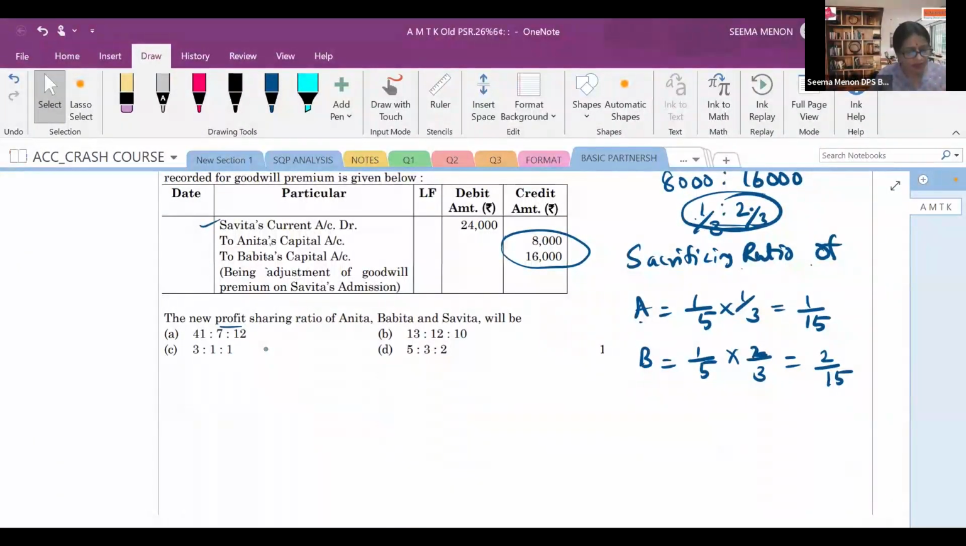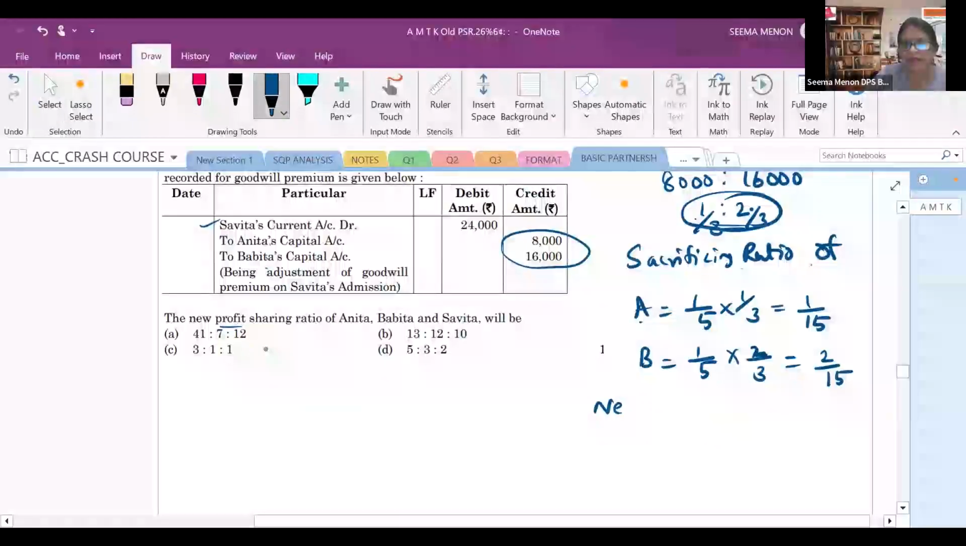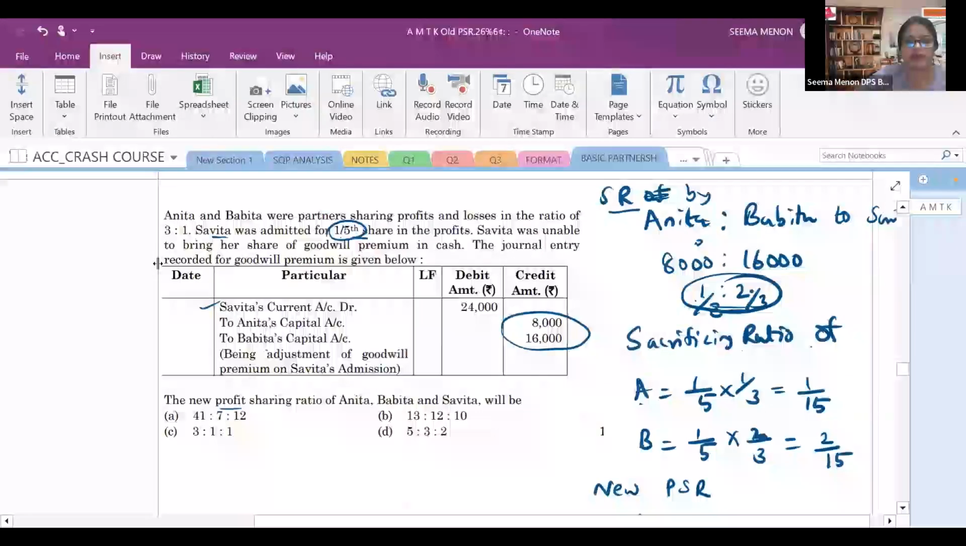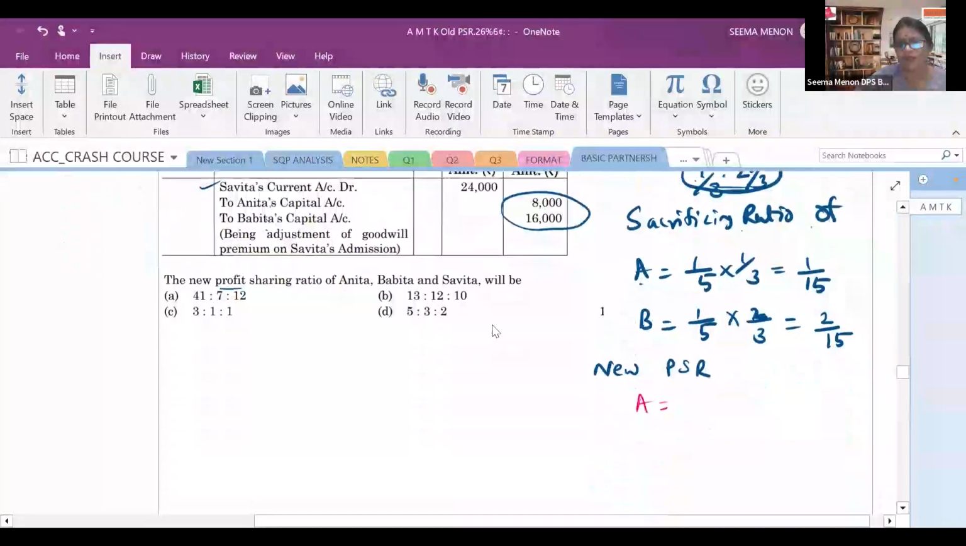Now we will find out the new profit sharing ratio of Anita. Let's find out. I am writing new PSR. New PSR means new profit sharing ratio. What is Anita's old share? You know that. In the question it is given their old profit sharing ratio. Anita and Babita is 3/4 is to 1/4. So please be careful on that.